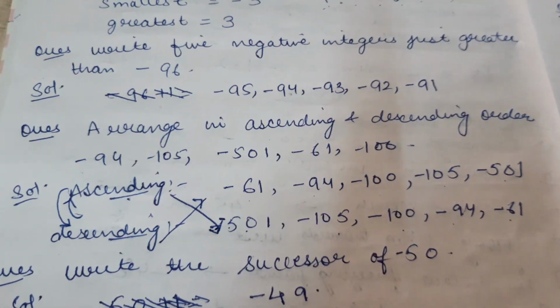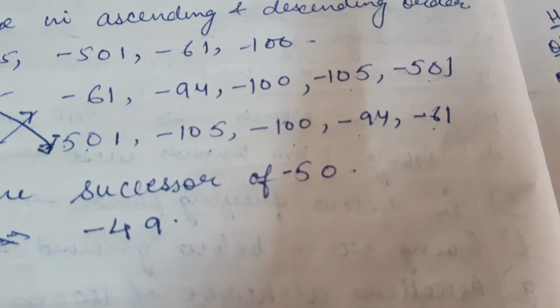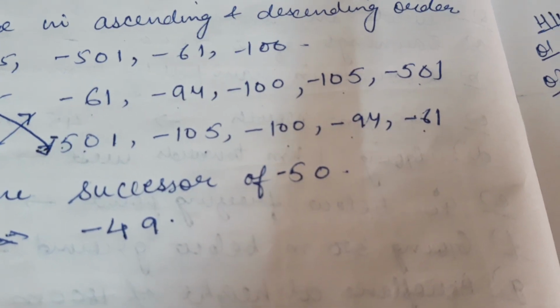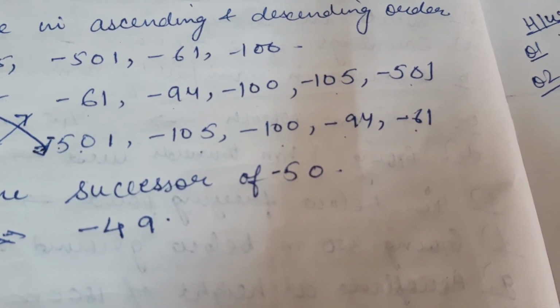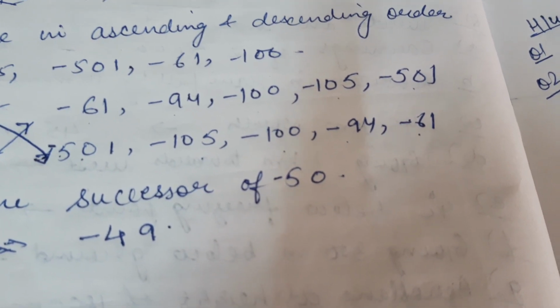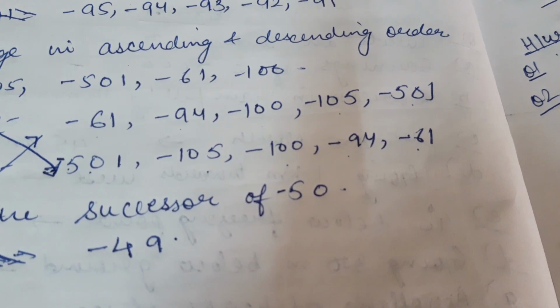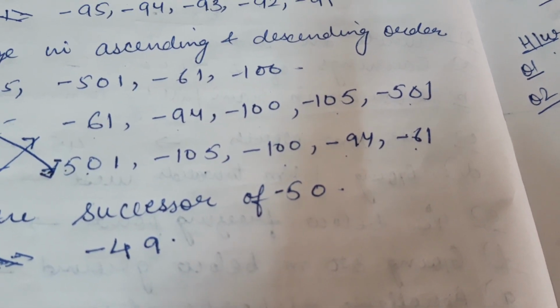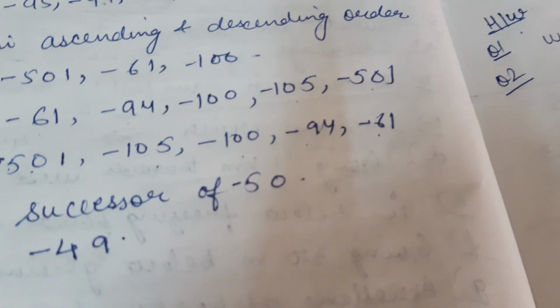Next is, what is the successor of minus 50? Now the successor means a number which is 1 greater than the previous number. Now the number which is 1 greater than minus 50 will be minus 49. It will not be minus 51. Minus 51 will be the predecessor. Think of the number line, minus 50. So to the right, the successor is minus 49.